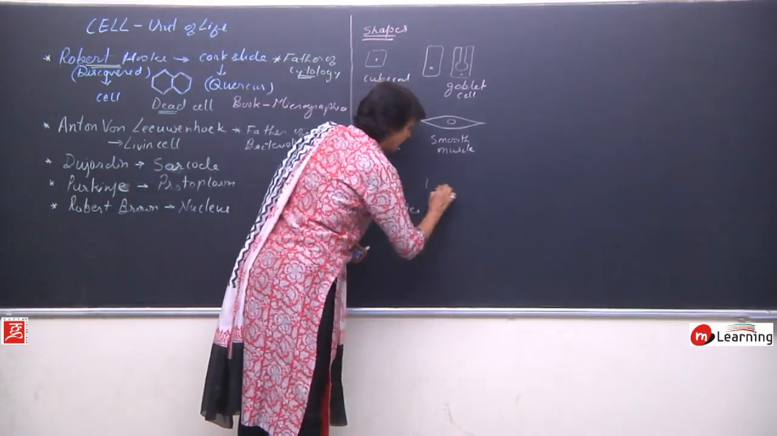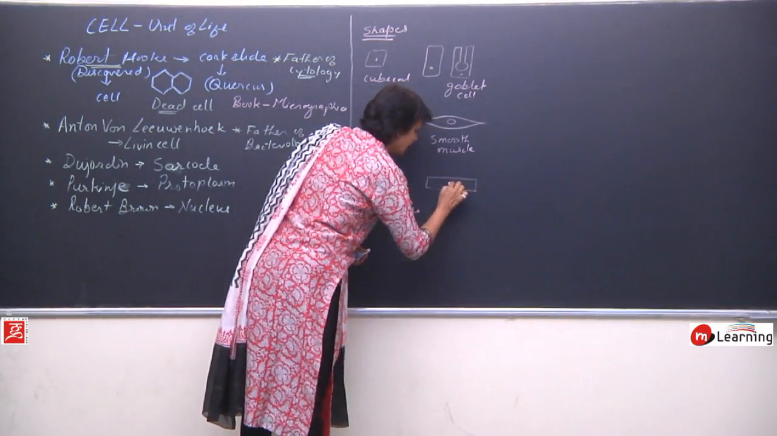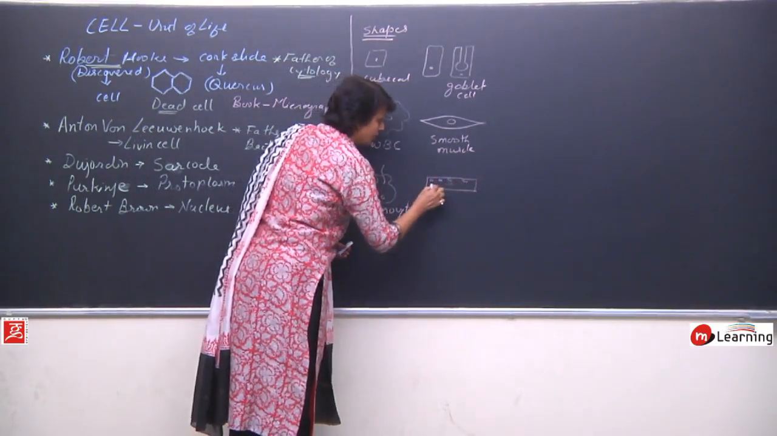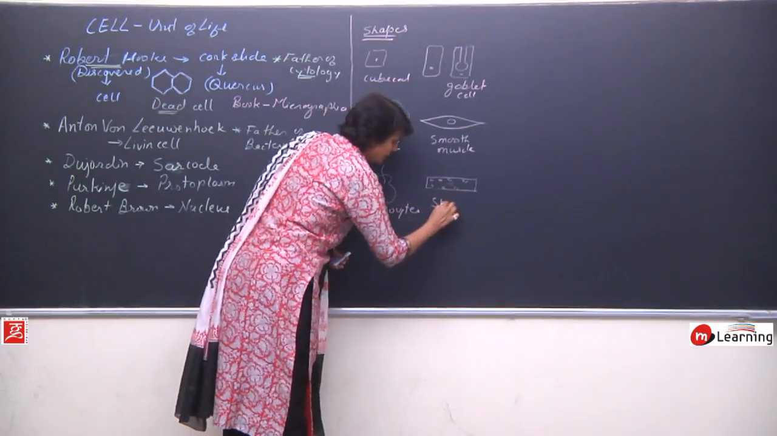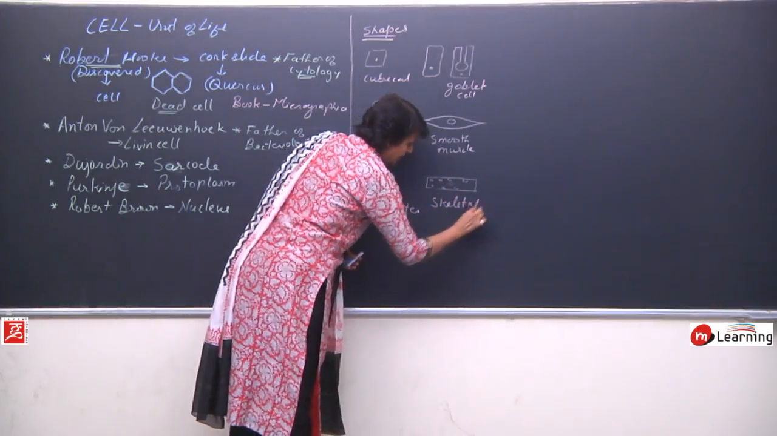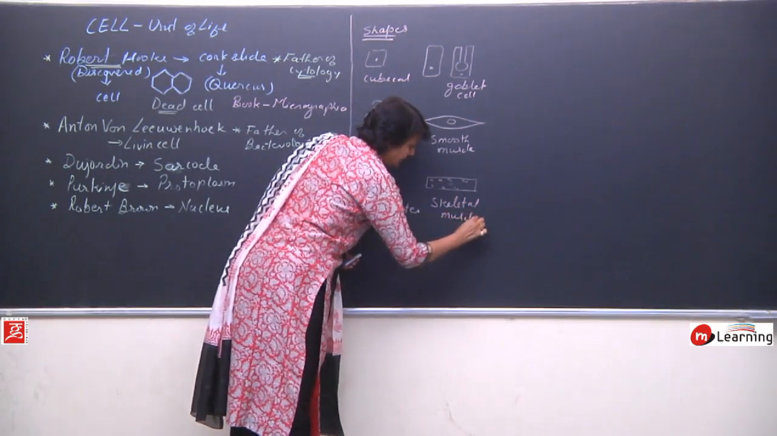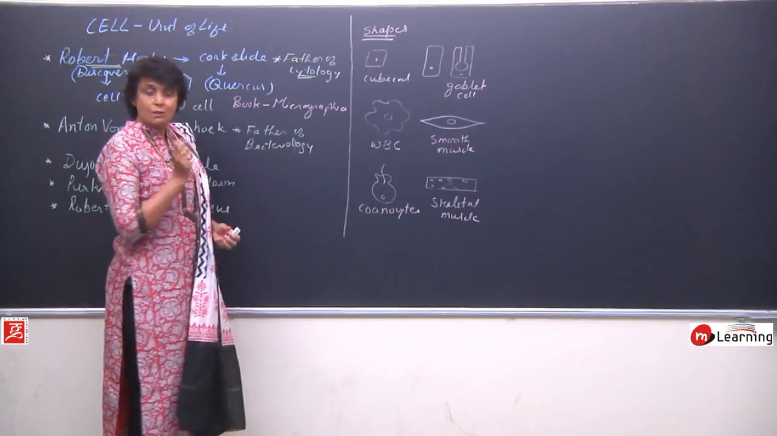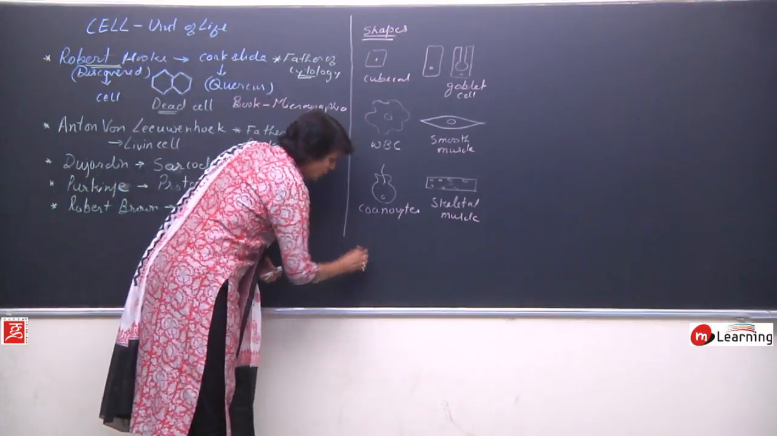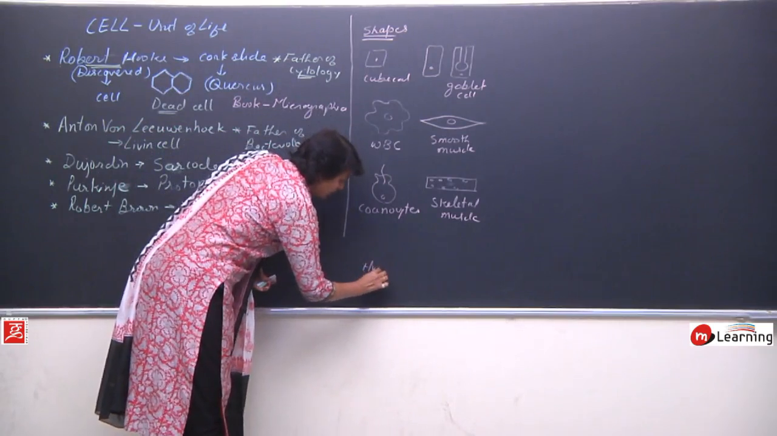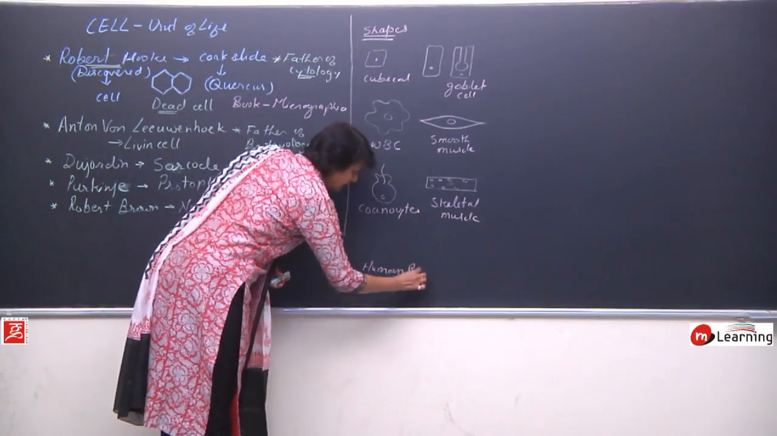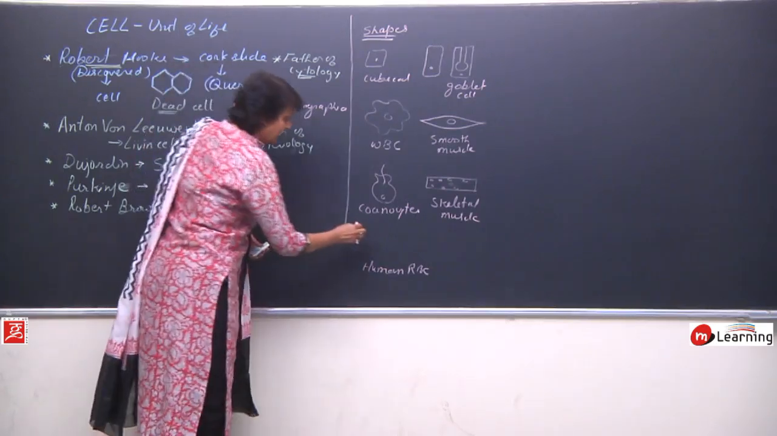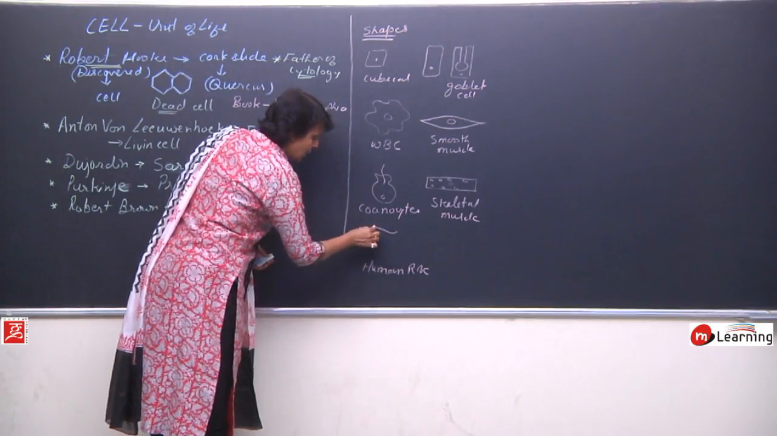Rectangular cells, the skeletal muscle cells, which can be, if it is a skeletal muscle, it is multinucleated. So this is skeletal muscle cell, rectangular. If we see the shape of RBC, in case of human RBC, because human or mammalian RBCs are enucleated, they are biconcave.